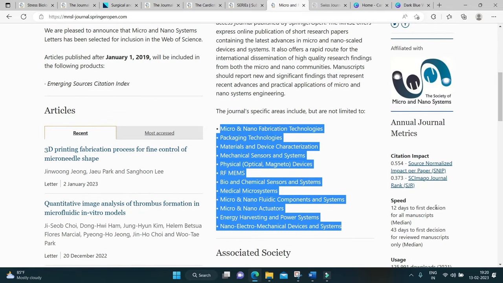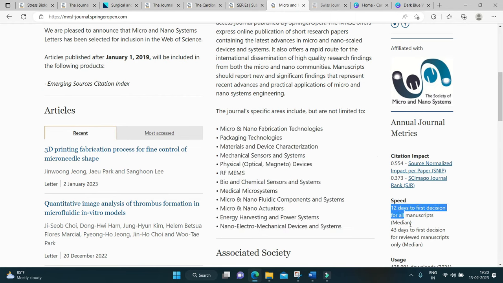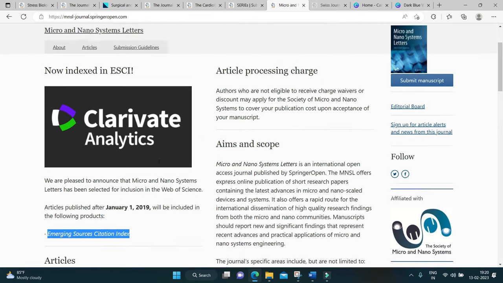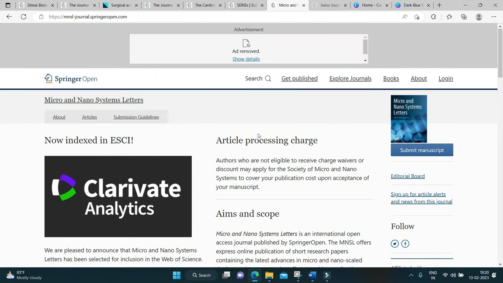This journal is yet to get its first impact factor, but very soon it will be getting its impact factor. The review process is quite fast. Within 12 days you will get the first decision. It is indexed in the Emerging Sources Citation Index along with other indexing platforms.